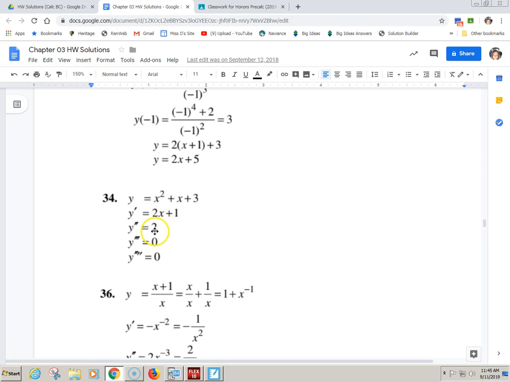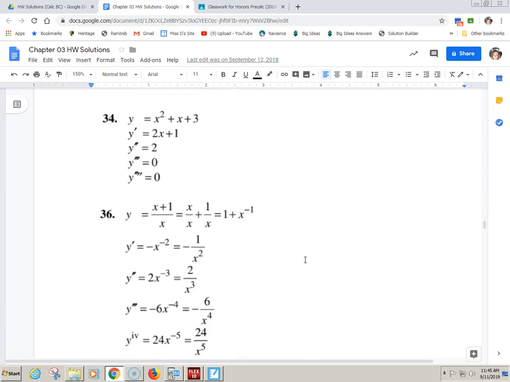34 was 2x plus 1, 2, and then 0, 0, 0, and so on. What is the last unique derivative? I think you could stop at the third, right? But all the rest are going to be kind of pointless.